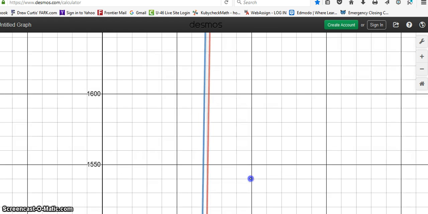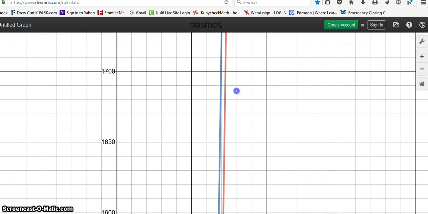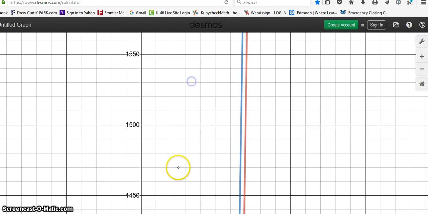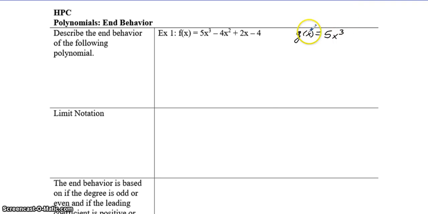You can state that really doesn't make a difference. There's a very slight difference, but the big part is that they're mimicking each other. And it's only that leading term that has the effect. So we can only look at this. Now we can describe this as our left-hand behavior. And of course our right-hand behavior.